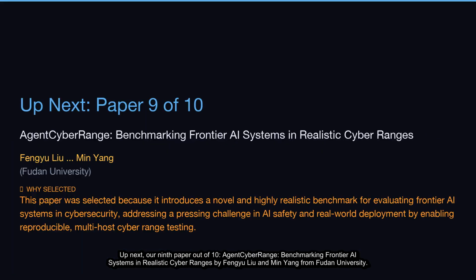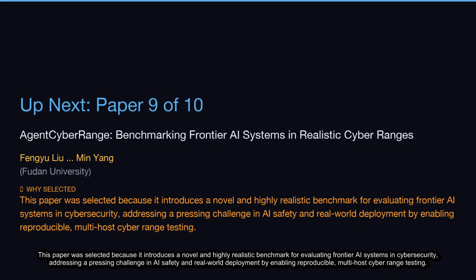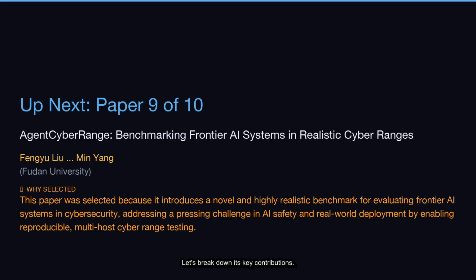Up next, our 9th paper out of 10, Agent Cyber Range: Benchmarking Frontier AI Systems in Realistic Cyber Ranges by Fengyu Liu and Min Yang from Fudan University. This paper was selected because it introduces a novel and highly realistic benchmark for evaluating frontier AI systems in cybersecurity, addressing a pressing challenge in AI safety and real-world deployment by enabling reproducible, multi-host cyber range testing. Let's break down its key contributions.